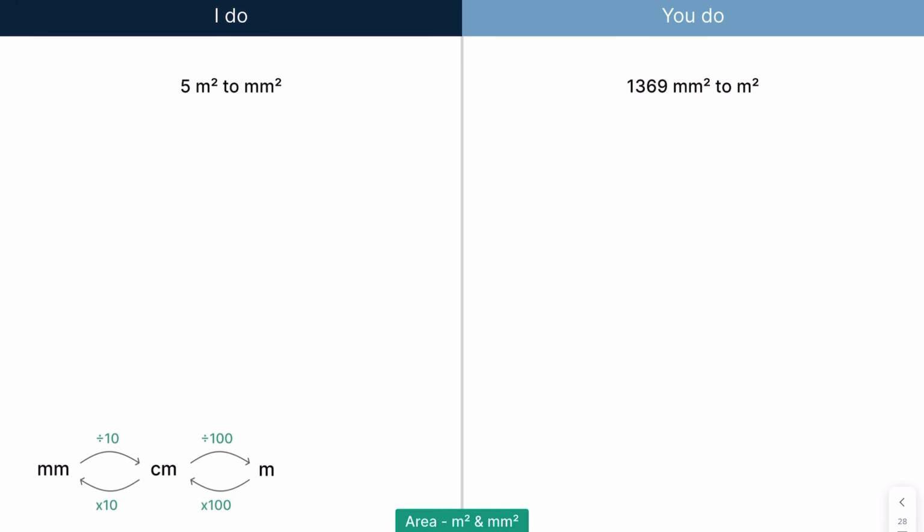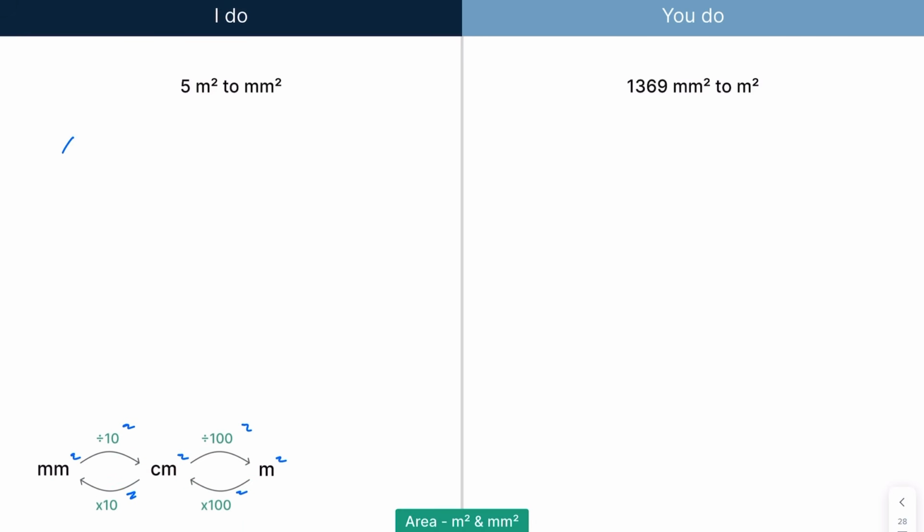So looking at this one, we are going again with these conversions, we are squaring everything. So going from 5 meters squared to millimeters squared, we are going in this direction, which means we're multiplying. So I'm looking at this and this. Now I can combine these.